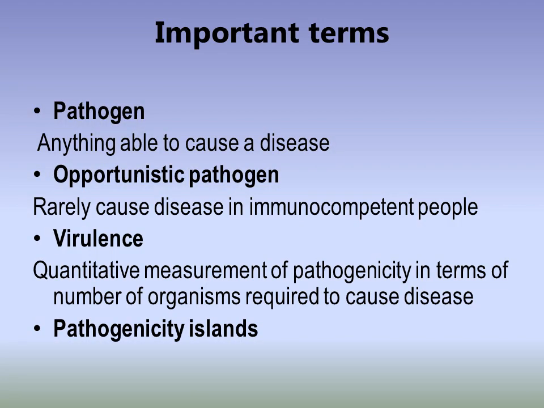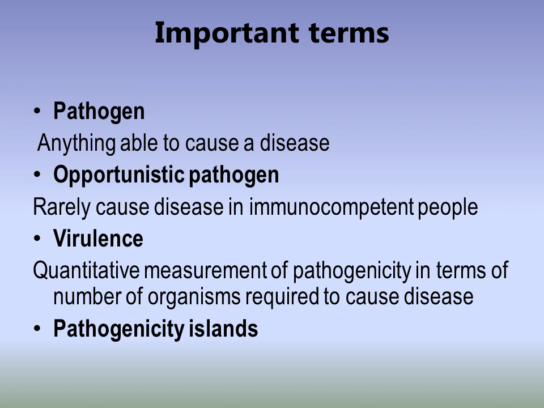Now we have a few important terms that we should know regarding pathogenesis. So what is a pathogen? Anything able to cause disease, whether a virus, a bacteria, a fungus, anything like this, is considered to be a pathogen. Then there is the term opportunistic pathogen. An opportunistic pathogen is a pathogen that rarely causes disease in an immunocompetent person. They actually cause disease in immunocompromised patients.